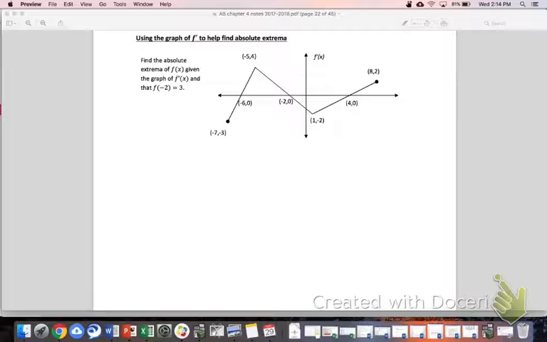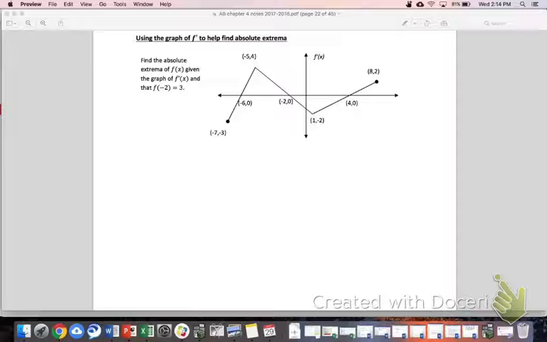It says use the graph of f prime to find the absolute extrema. Then the instructions down below say find the absolute extrema, so that's min and max of f of x, given the graph of f prime and that f of negative 2 is equal to 3. So this is similar to one we did yesterday, but it was not presented as a graph yesterday.